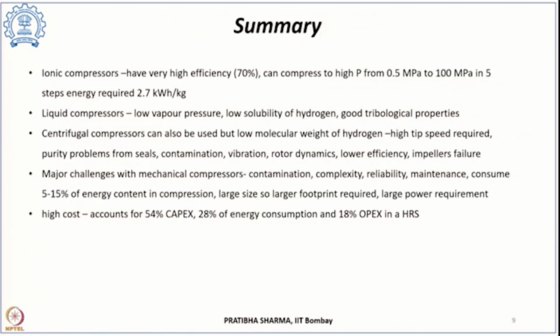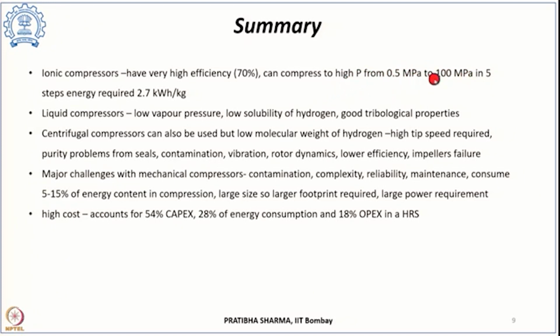To summarize this part, the ionic compressors that we have seen have very high efficiency, even higher than 70%. They can compress gas to high pressures. We can achieve high hydrogen pressures. If the suction pressure is say 0.5 MPa, we can still get a pressure of 100 MPa at the delivery, and the number of steps involved in these types of compressors is very small. Even in 5 steps we can get such high pressures.